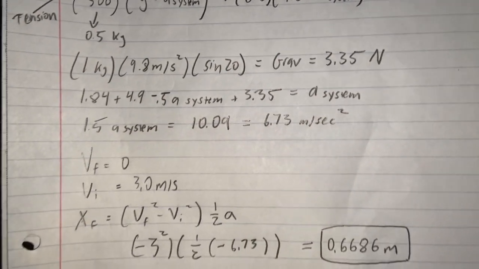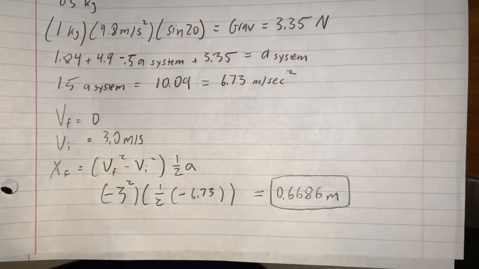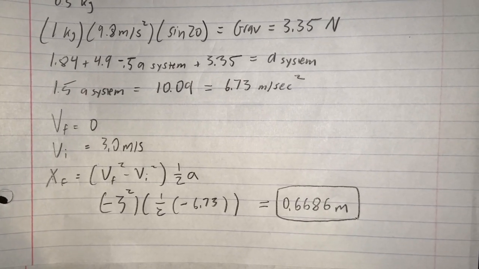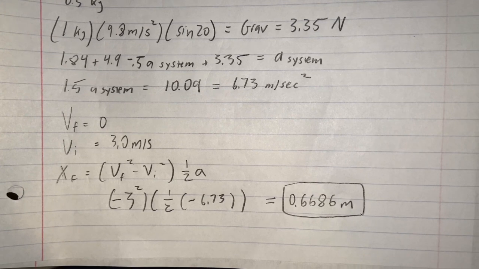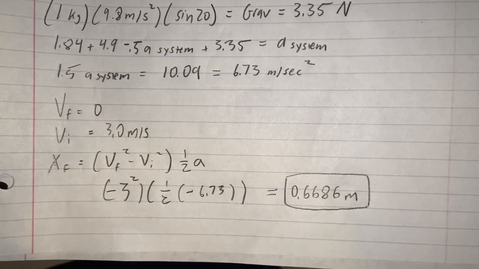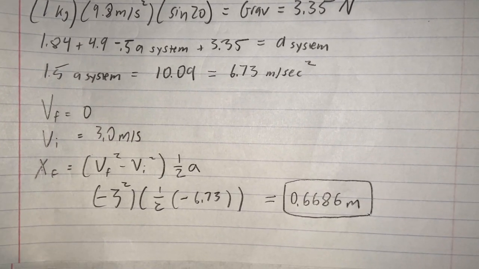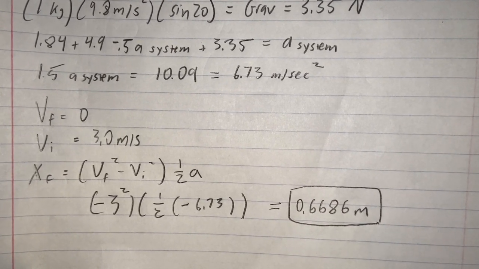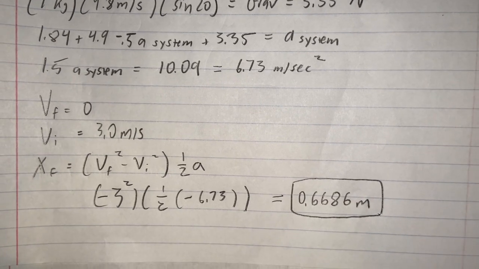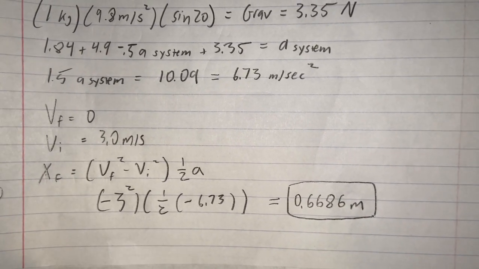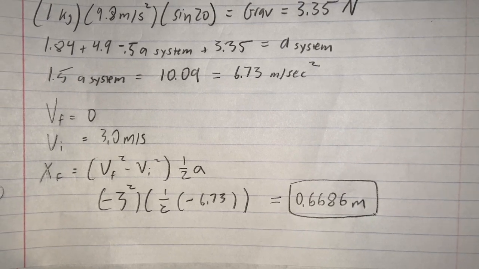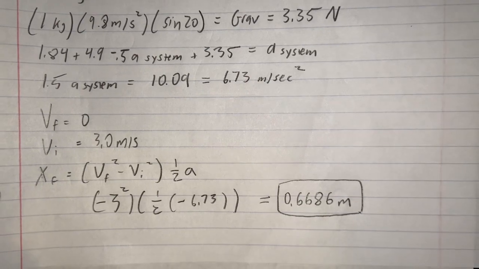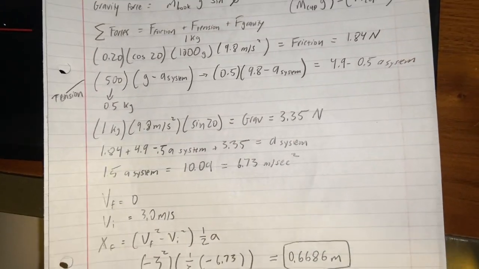One condition we're assuming is that the final velocity is going to be 0, because that's when the book's going to stop. So we use this kinematic equation: final velocity squared minus initial velocity squared, divided by 2 times the acceleration, equals the displacement. We know that the initial velocity of the book is 3 meters per second. We plug everything into that kinematic equation, and we get 0.6686 meters for the total distance the book would travel.